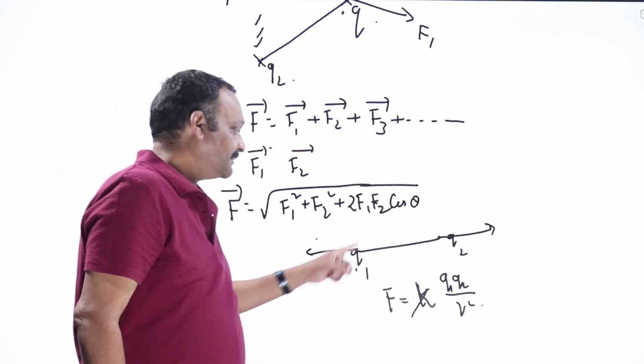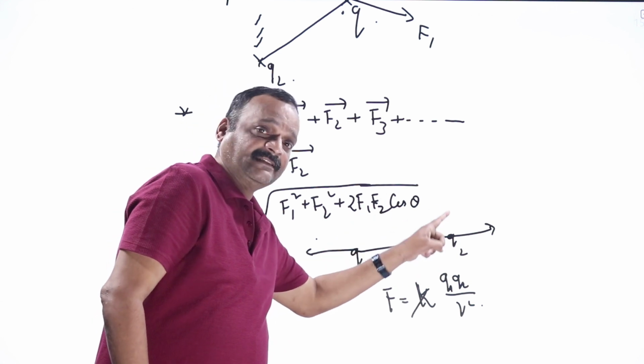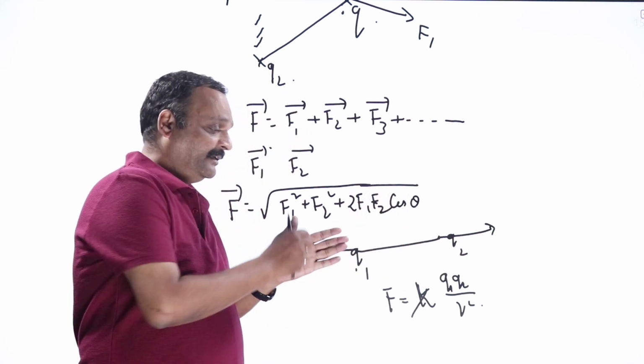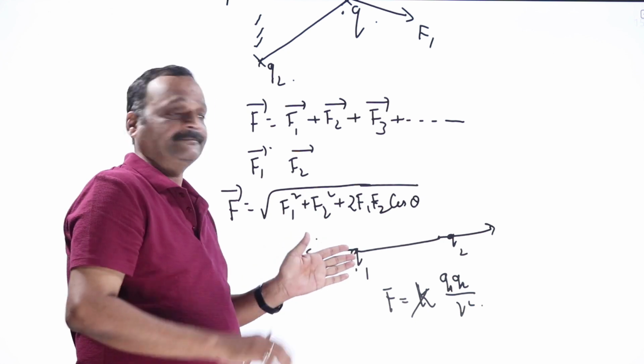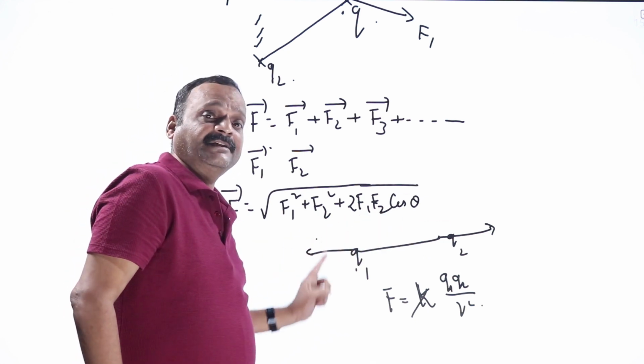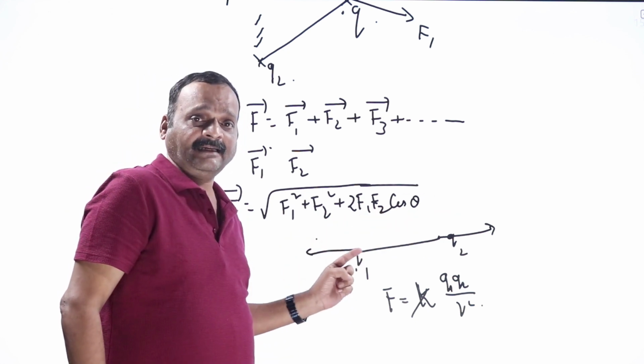Both are equal in magnitude and opposite in direction. This charge exerts a force on that charge, and that charge exerts a force on this charge. Two equal and opposite forces. This is called an action reaction pair.